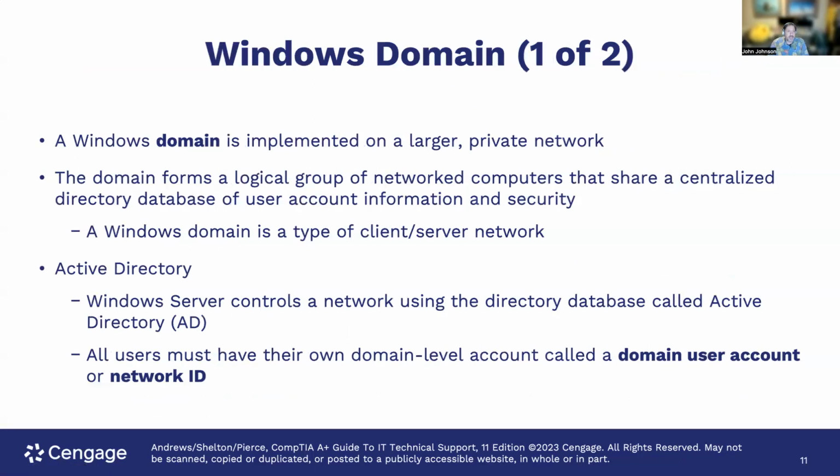So Windows domains are a little bit different. A Windows domain is implemented on a larger private network, and a domain forms a logical group of network computers that share a centralized directory database of user account and security information. And a Windows domain is a type of client-server network. Often you find at the base is Active Directory. Active Directory is on a Windows server, and it controls the network using the directory database called Active Directory, AD. All users must have their own domain-level accounts called a domain user account or a network ID.